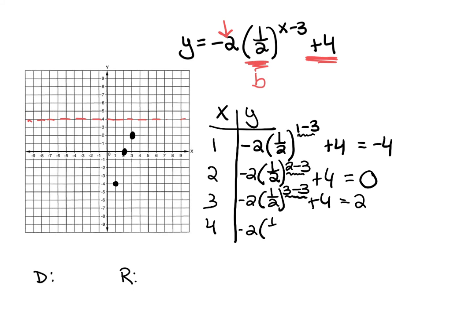-2 times 1/2 to the power of 4 minus 3, plus 4. All right, so 4 minus 3 is 1. 1/2 to the power of 1 is 1/2. Half of -2 is -1. Plus 4 is 3. So over 4, up 3. So as you can kind of see, we'll follow the curve.